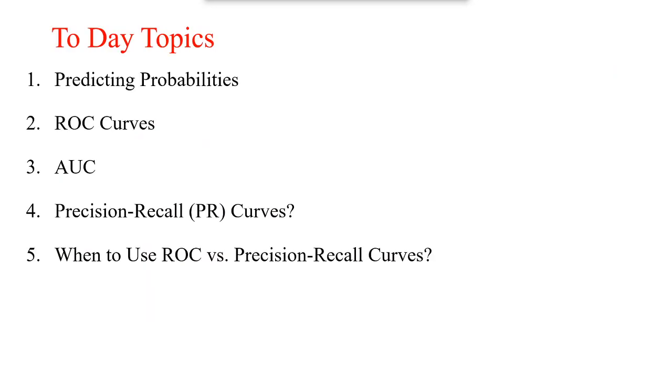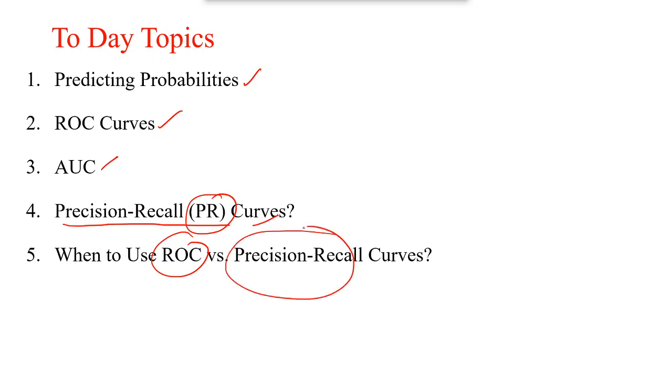Okay, so today's topics are: predicting the probabilities, what is the ROC curve, what is the AUC, what is the precision-recall curve, which is also known as the PR curve, and when to use the ROC curve and when to use the PR curve. So this is today's agenda.